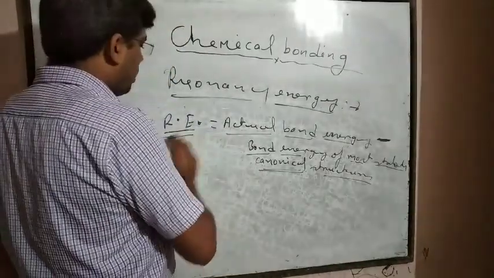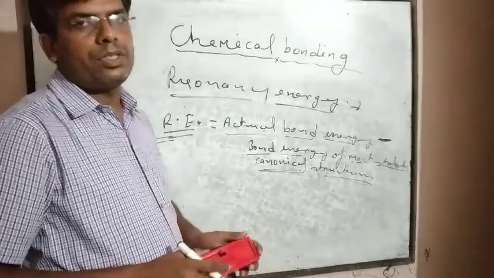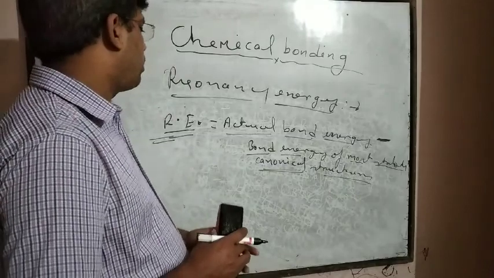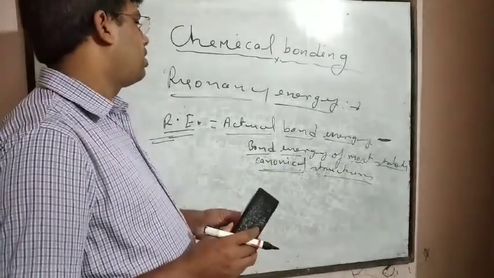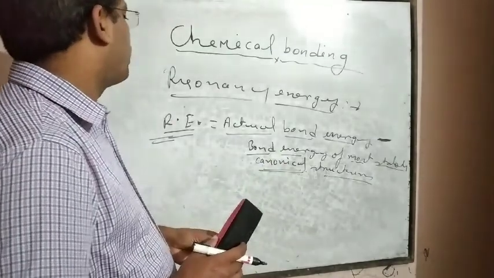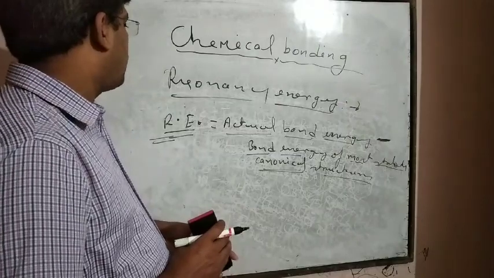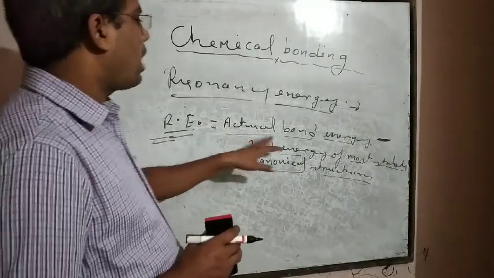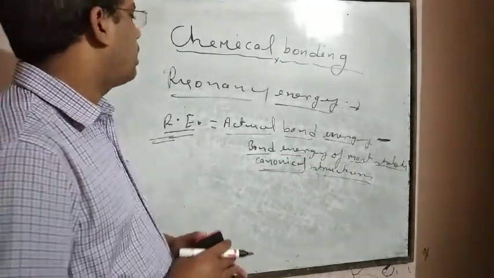The higher the resonance energy of a compound, the higher the stability. If the value of resonance energy is high, then the stability of the compound is also high. In this way, if you want to calculate resonance energy, it is equal to the actual bond energy minus the bond energy of the most stable canonical structure.